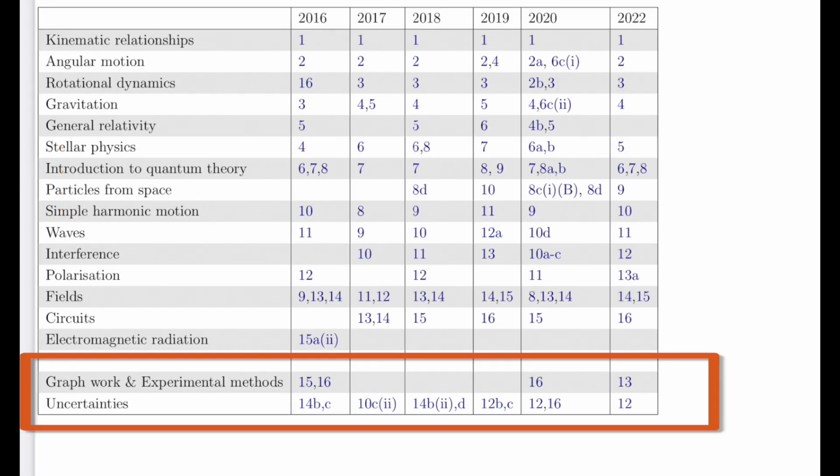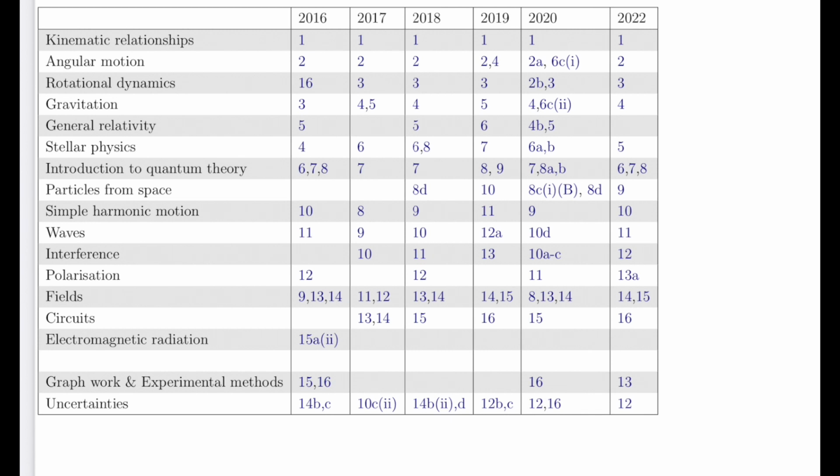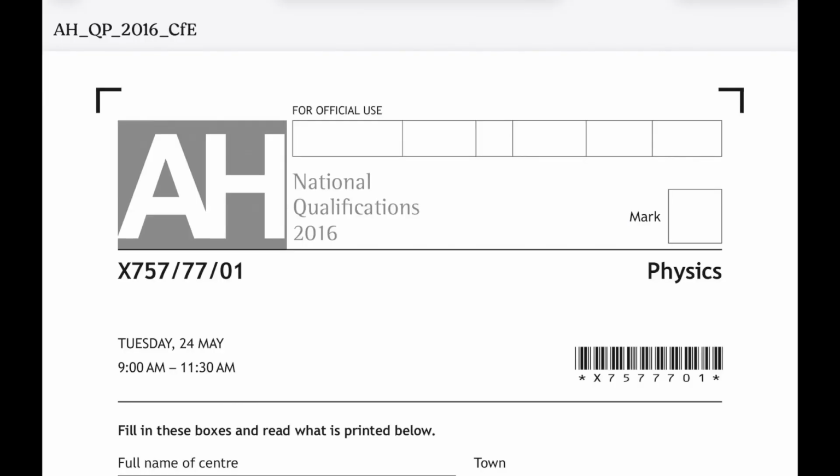And as this is the last one, we're going to go to the very bottom of that table there, and we are looking at graph work and experimental methods. And in this video, we're going to have a look at 2016 question 16 and 2020 question 16. As usual, make sure you have a go at the question first, and then come back when you're ready and you'll see how we have worked through it.